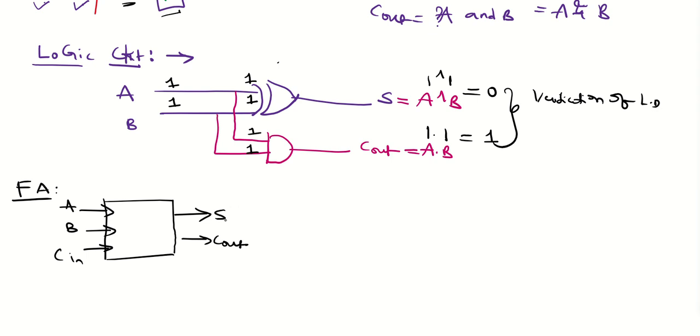Sum is nothing but the least significant bit. Carry out is the most significant bit. So it can add A plus B plus C in. We have three inputs, so in total there are eight possible combinations. We can list out all these input combinations along with the data.